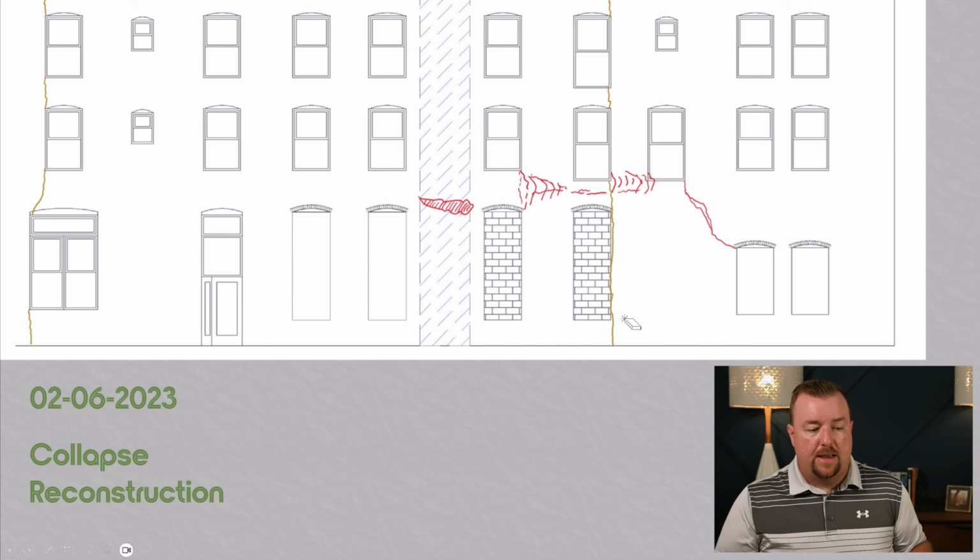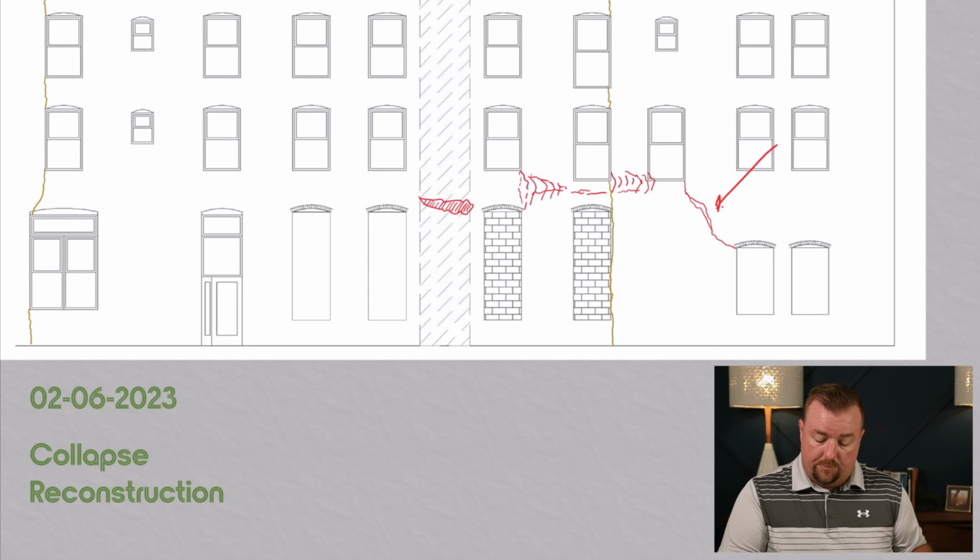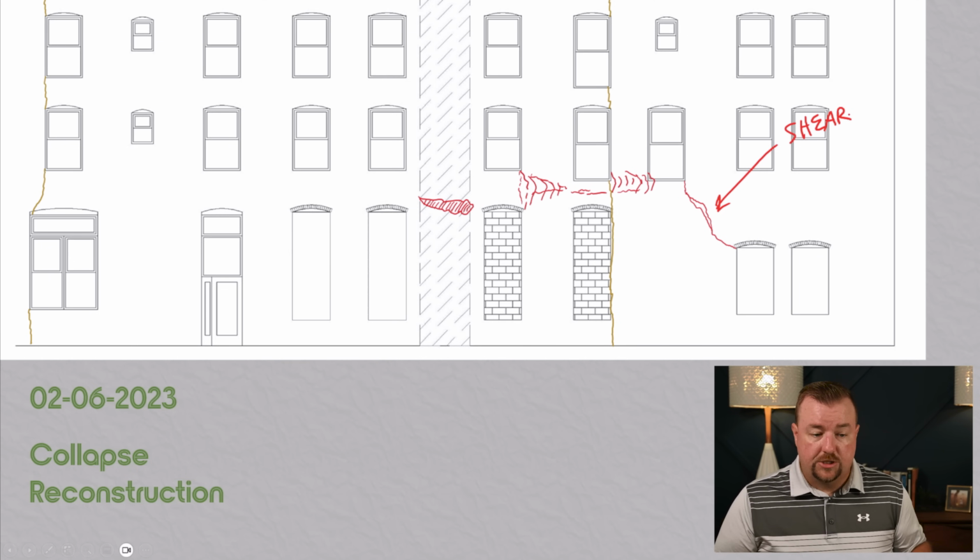And then I went ahead and mapped out all those cracks. And then again, here's that big shear crack that you see. And that thing looks pretty serious. Like it goes right through the structural brick and everything. That was the thing they were most concerned about in their inspection.